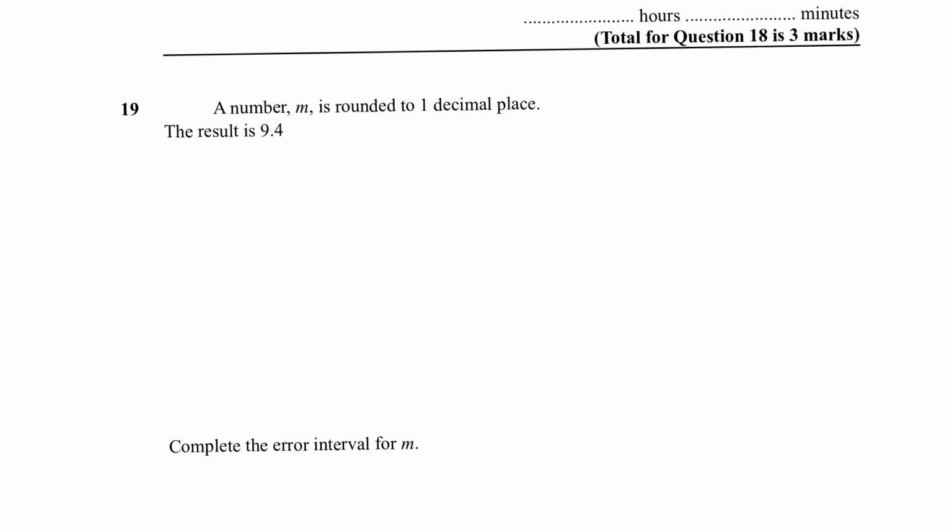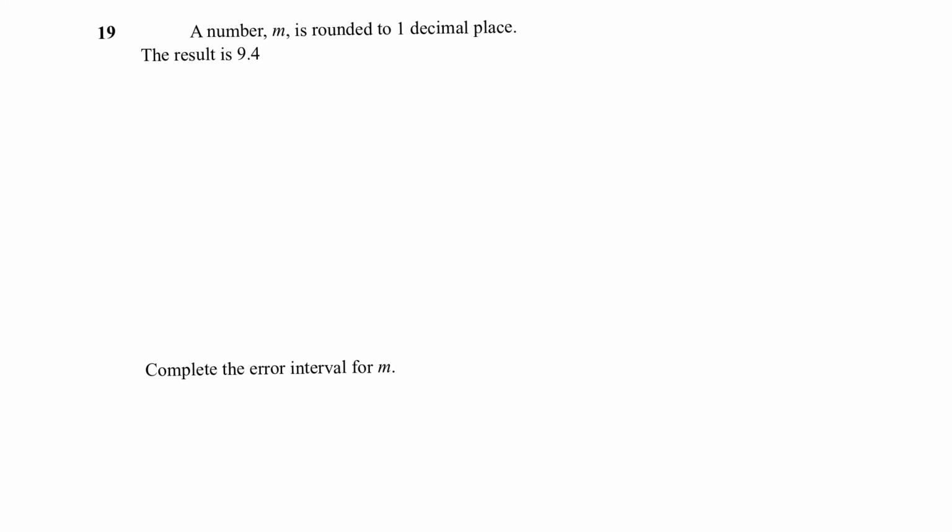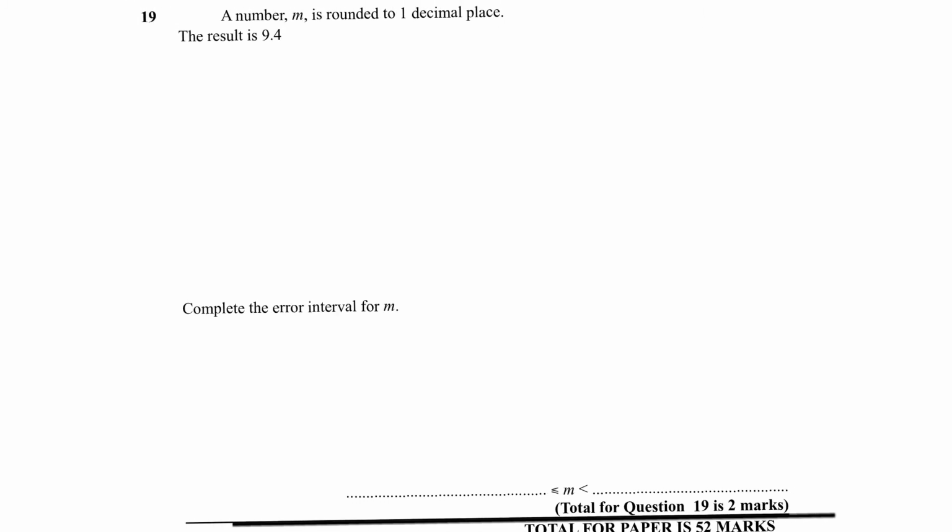And then the last question is question 19, which says a number m is rounded to 1 decimal place, and the result is 9.4. So complete the error interval of m. So quickly having a look, your error interval would be the range. So what I always do is, in this case, add a 5 to the end of it, and then take away 0.05. So if you have 9.4, take away 0.05 in your calculator and you're left with 9.35.